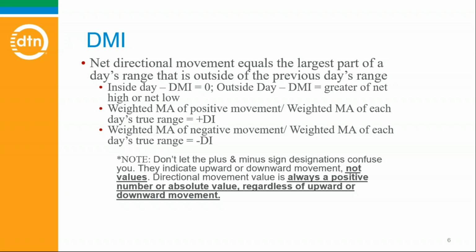So look at my note. Don't let the plus and minus signs confuse you. They indicate upward or downward movement, not values. Directional movement value is always a positive number or absolute value, regardless of upward or downward movement.